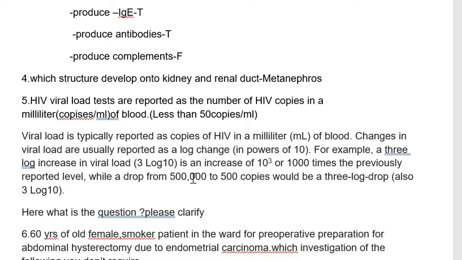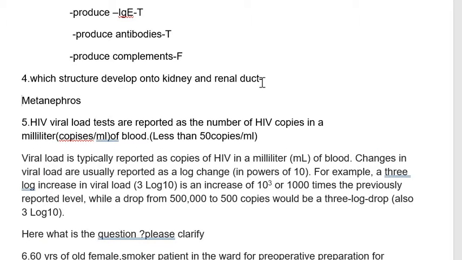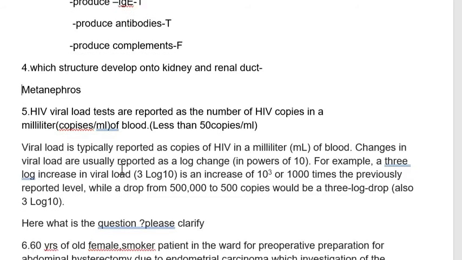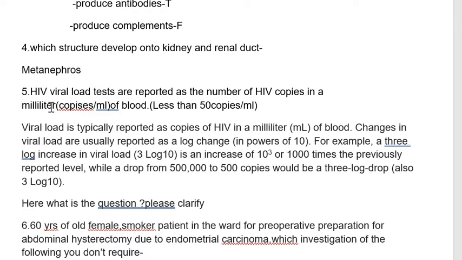Question number 4. Which structure develops into the kidney and the renal ducts? They are asking you which one will finally make up the kidneys and the urinary system. As you know, kidney development goes through 3 different stages, and the earlier ones go away with the passage of time because they cannot take up mature function. And the metanephros is going to develop the mature system, that is the kidney and the renal duct. So remember this metanephros, that is going to give rise to the adult kidney.